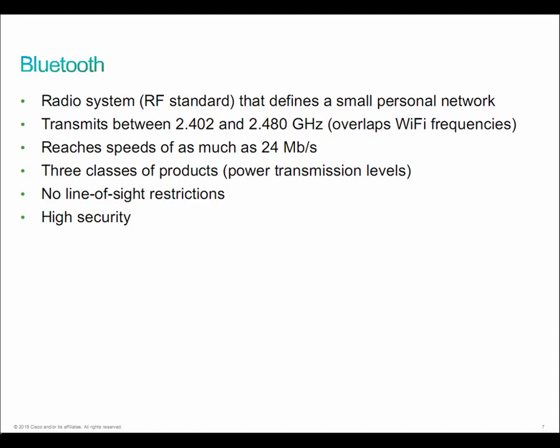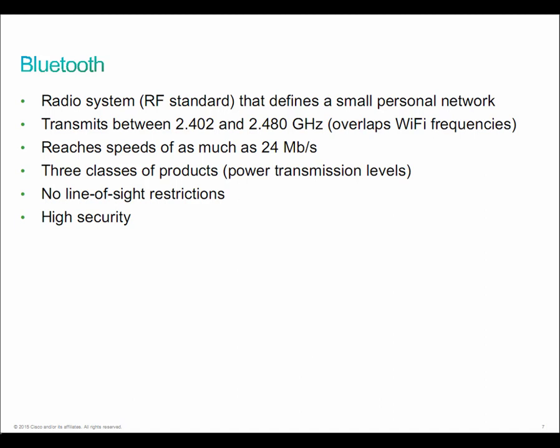The radio frequency technology that's used is called frequency hopping spread spectrum. We'll talk about different frequency hopping methods later on. But that's how Bluetooth essentially operates. There aren't any line of sight restrictions, as you see here.